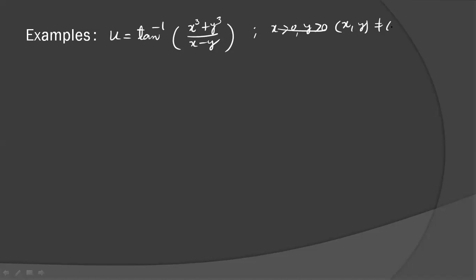If you have z equal to, or u equal to, tan inverse of (x cube plus y cube) over (x minus y), and x and y both are taking positive values here, not equal to 0, 0. I'm taking positive only, then it will be better. So what will happen here?